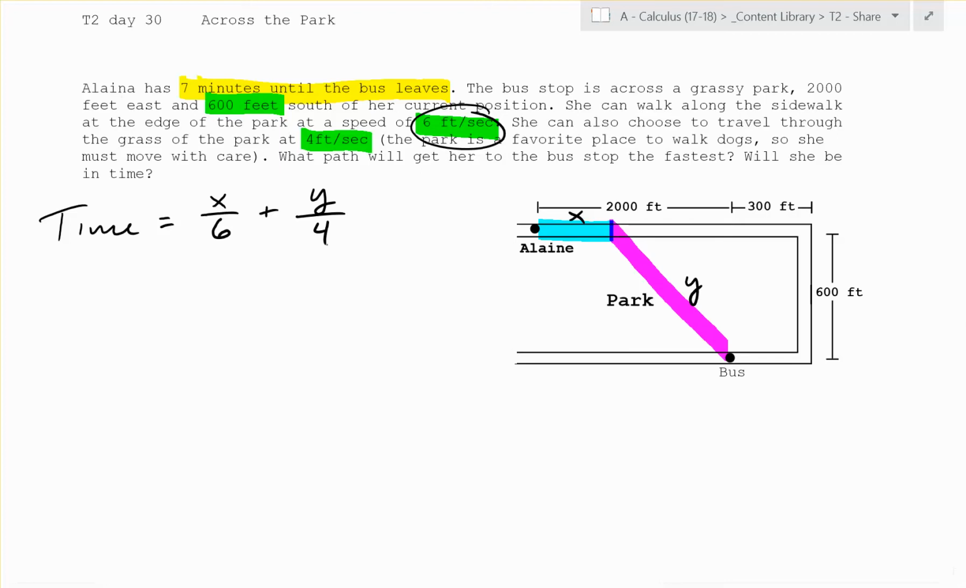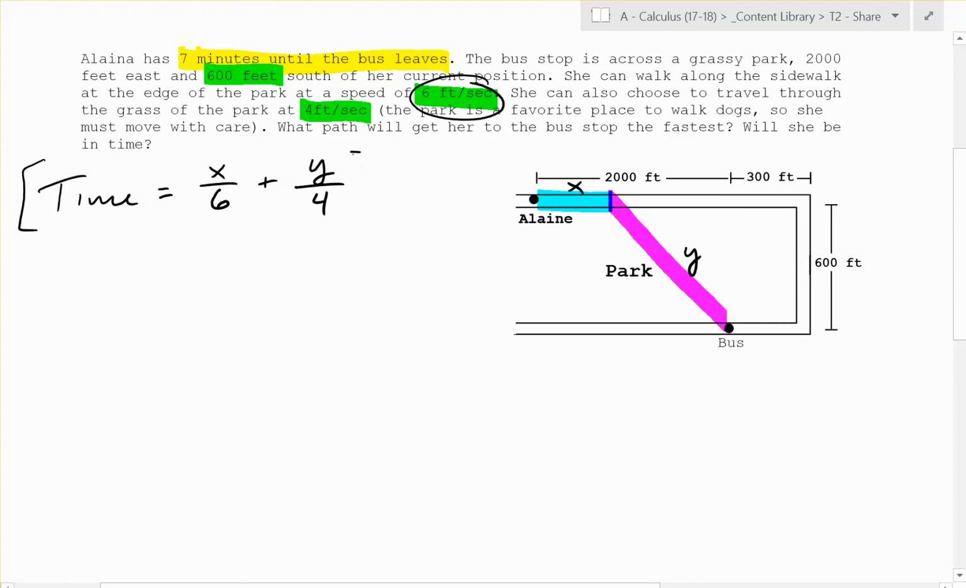Now we'd want to take the derivative, but again, we're stuck because, like many times before, we can't take the derivative of that yet because it's in two variables, x and y. So we need a relationship between x and y. Well, we actually have another one because there's a right triangle here. We know this distance is 600 feet, and we know that this distance right here is going to be 2,000 feet minus x.